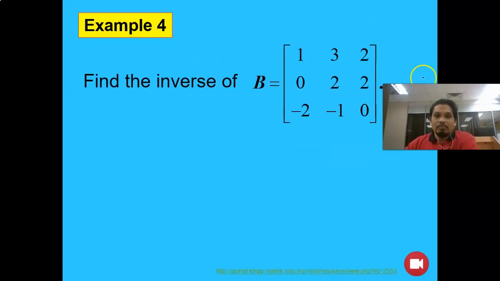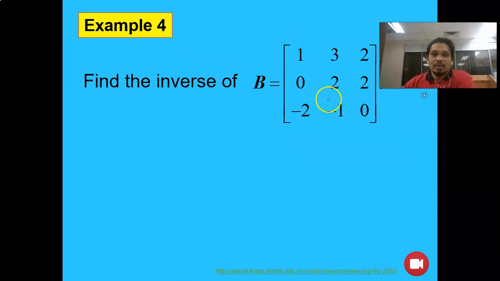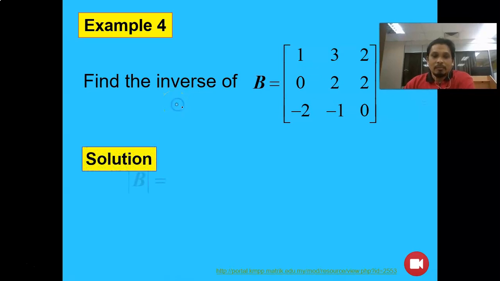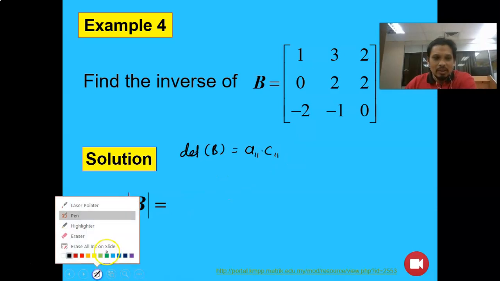Now, an example for 3 times 3. We're going to focus on this now. Find the inverse of matrix B. So the determinant of B, okay, class. Take the element a_ij, for example a11, multiplied with the cofactor of 1, 1, with plus and minus signs. Let's look at the example here.